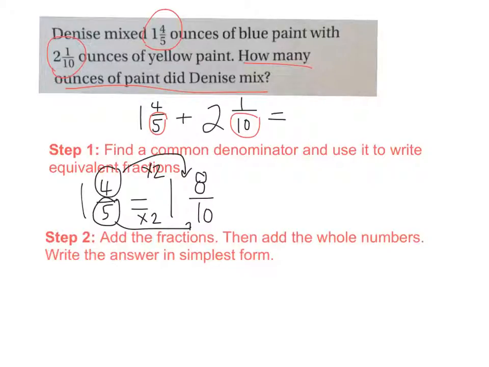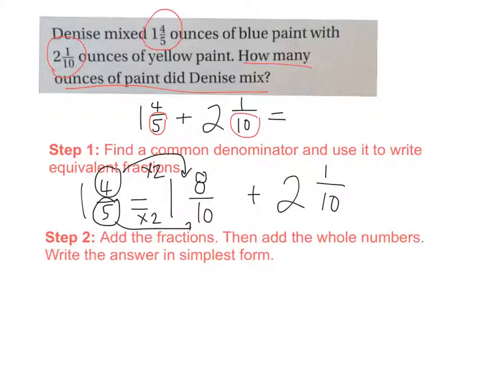Yeah. Now, is my other addend, is the denominator already ready to go? Now I have 2 1/10. Now do I have common, like or unlike denominators? Like. Does that mean I'm ready to add? Yeah. So step 2 is add the fractions.